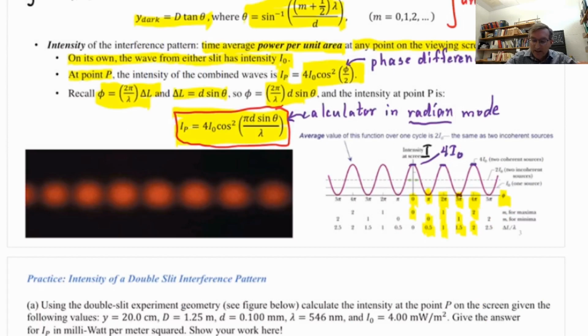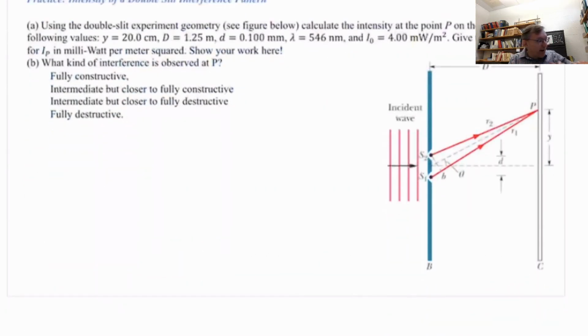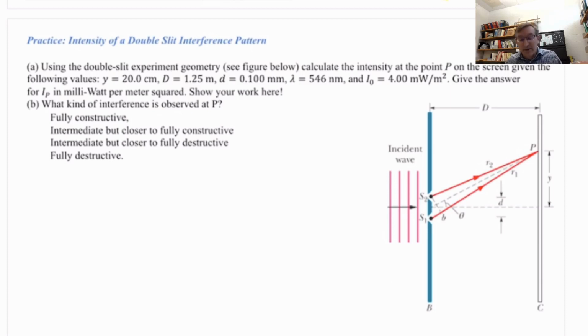so I'm going to end the video with just a little bit of practice. It's not actually for class engagement. We're going to do it together. I want us to do some practice calculating the intensity of a double slit interference pattern. Because that formula for the intensity takes a little bit of practice to get used to.